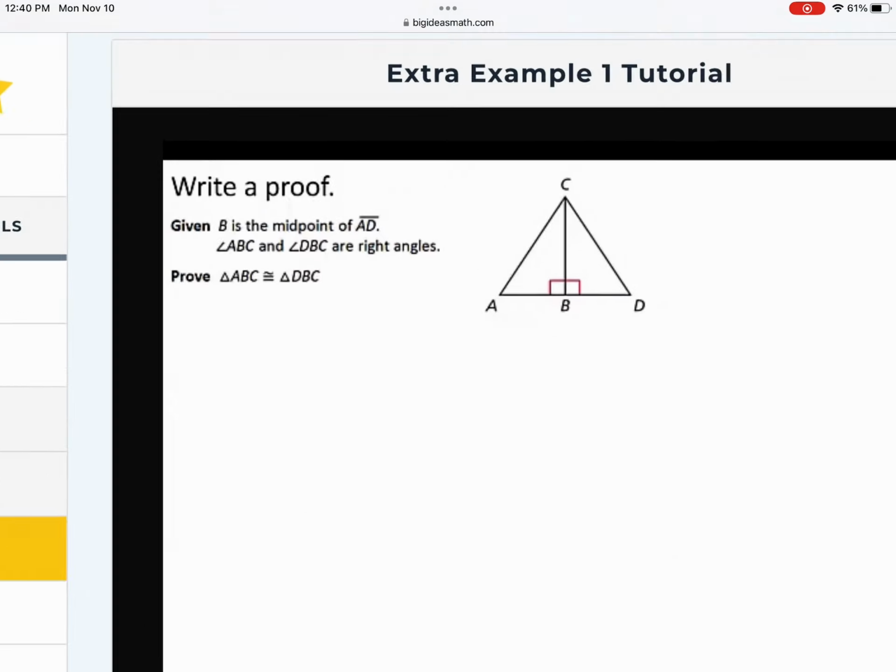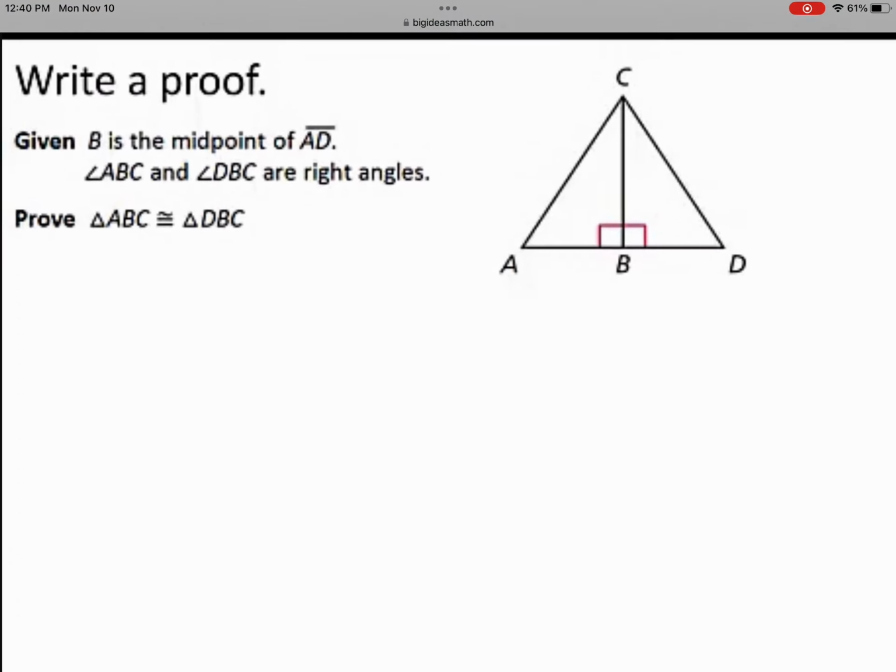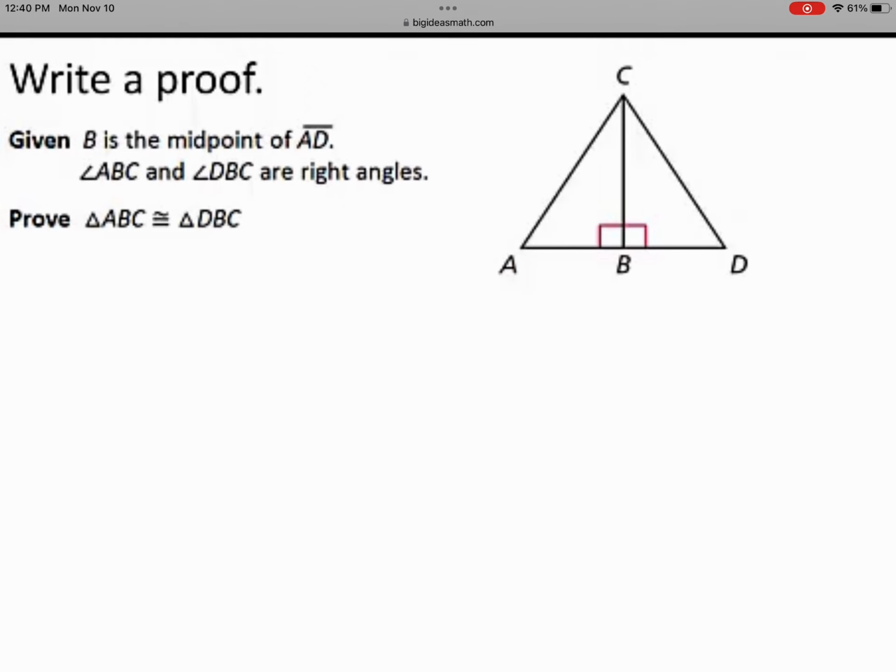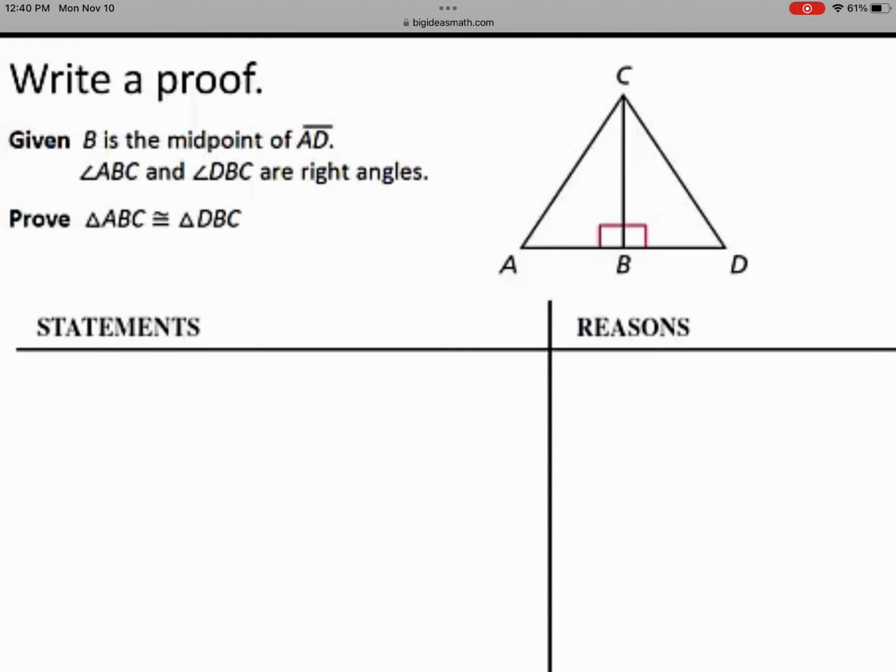Write a proof. Given B is the midpoint of segment AD, and angle ABC and angle DBC are right angles, prove triangle ABC is congruent to triangle DBC. To show that triangle ABC is congruent to triangle DBC, you can use a two-column proof. To begin this proof, you can start with the given information.